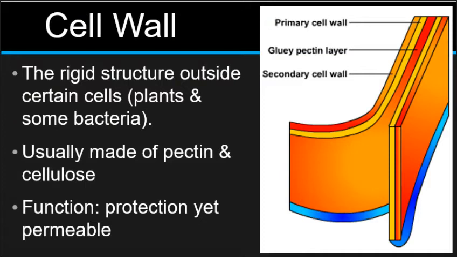Okay, good. All right, so the cell wall, remember, it's only in plants. It has a rigid structure outside. Certain cells, there are some bacteria, of course, that have them. But it's a pectin layer right here and a secondary layer. Cellulose could be in there. This is protection. It's permeable. It's like got really large holes in it. So the cell membrane is still semi-permeable on the plant cell as well. So things get through the cell wall pretty easily, but it gives it that structure right there.